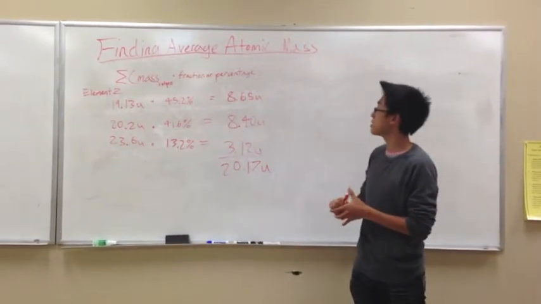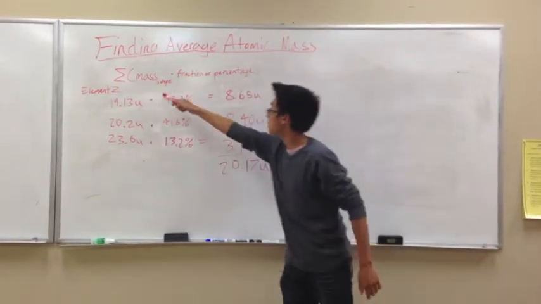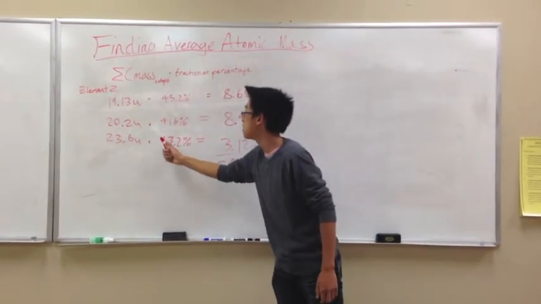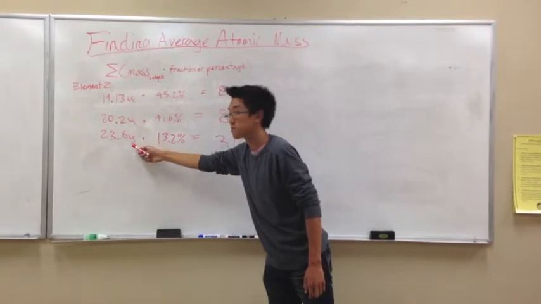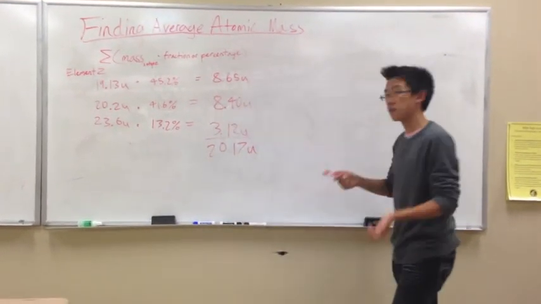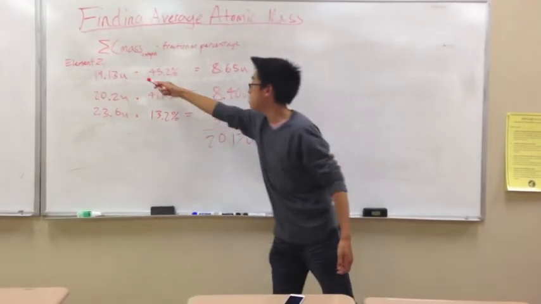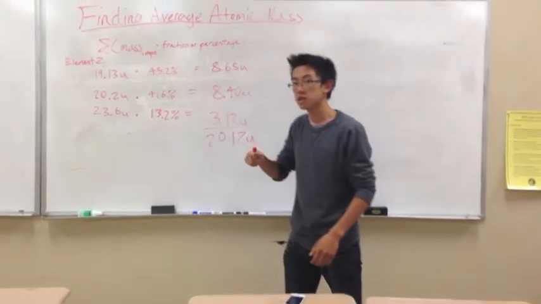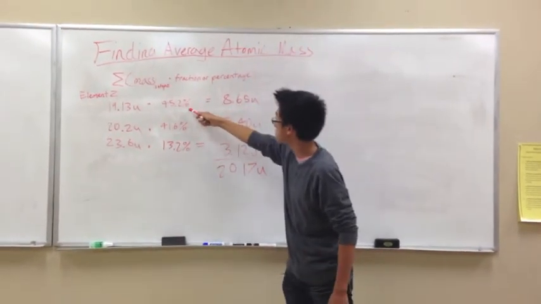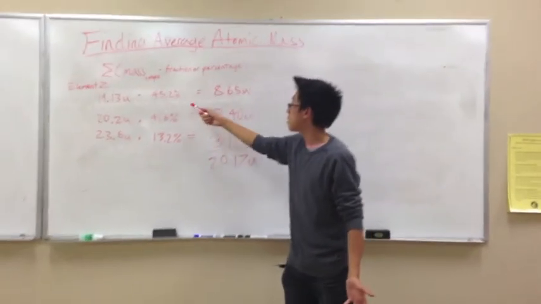Now, a common mistake is to find the mass of each isotope, but instead of multiplying them by the percentage, you just divide by the number of isotopes. So you would add all these together and divide by 3. That would be incorrect, because that would be assuming each one is equal in abundance. But that's not the proper way, because each one has its own individual amount of abundance.